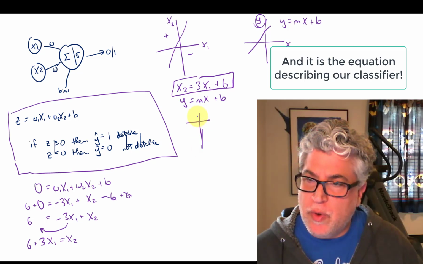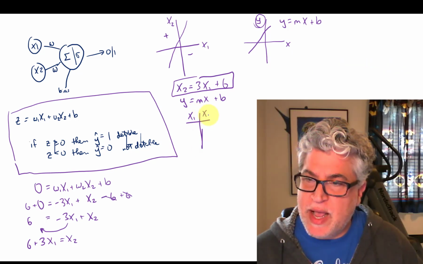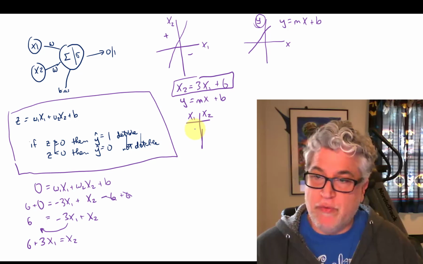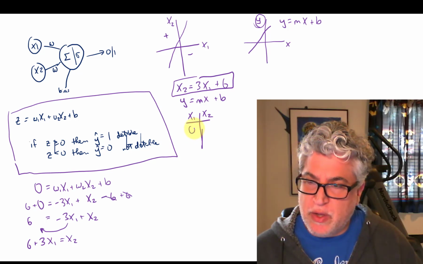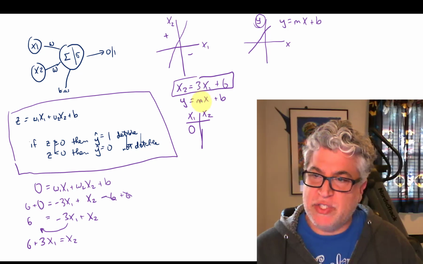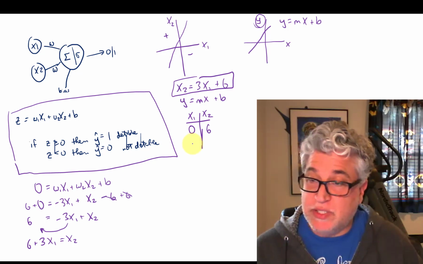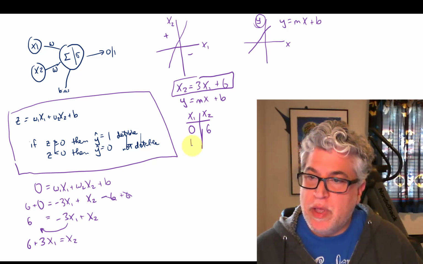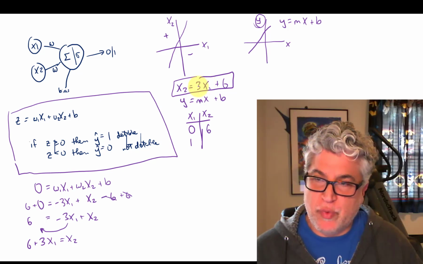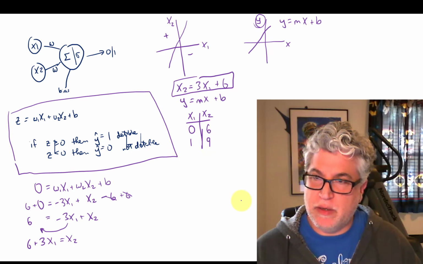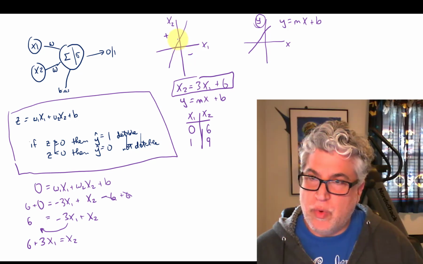All right, so I'm going to feed in x1. I want to get out my y variable, x2. The easiest point to plug in is 0 for x1. So if I plug in a 0, then this part vanishes, leaving me with just x2 is equal to 6. And let's plug in, let's say a 1. If I plug in a 1 for x1, then I have 3 times 1, which is just 3, plus 6 gives us 9. All right, so when x1 is 0, x2 is 6, so this point right here.